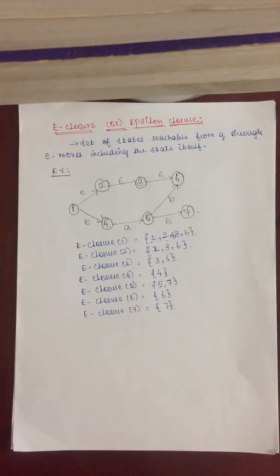Why must we include the state itself? Because any closure should contain the state itself, because it is the current state and it does not need any input to reach itself. To remain in the same state, no input symbol is needed. So whenever you find the E-closure for any state, you always have to include the state itself, and only then identify other possible states through epsilon moves.